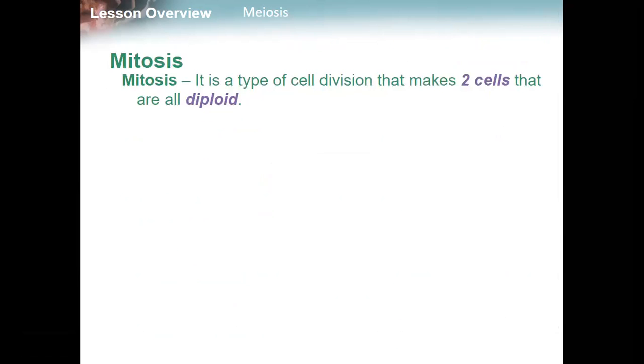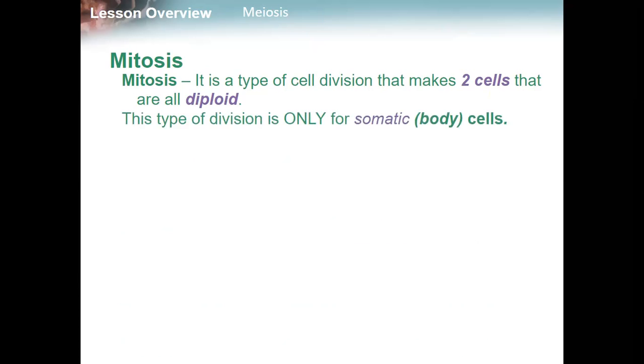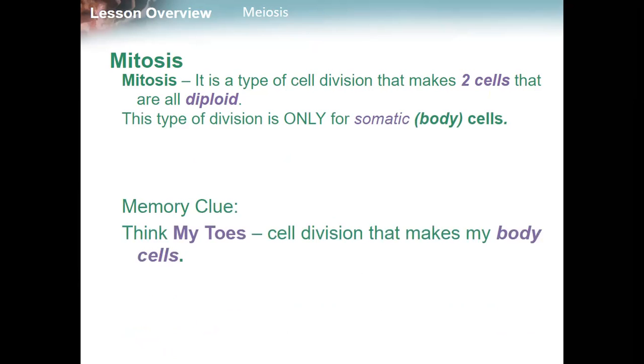So when we take a look at mitosis, there are 2 different ways that our cells divide. Mitosis is a type of cell division that makes 2 cells at the end every single time we do it. And each of those cells is diploid. Each one of those cells gets mom's information and dad's information. And this is only for somatic or body cells. Now, here's a memory clue. When you think of the word mitosis, I can hear "my toes." So when you think of mitosis, think "my toes," because this is a type of cell division that makes my body cells, like the cells in my toes.